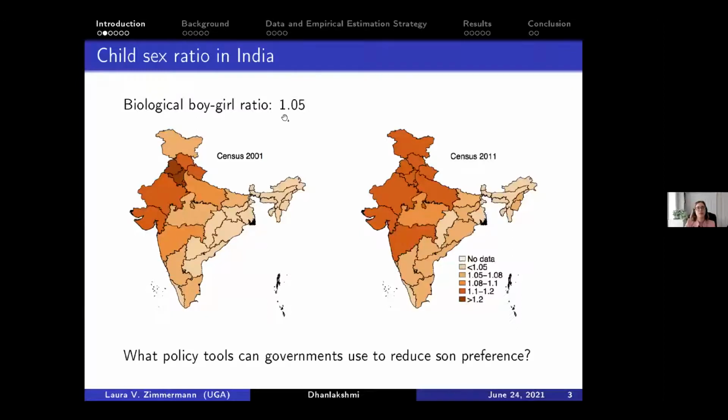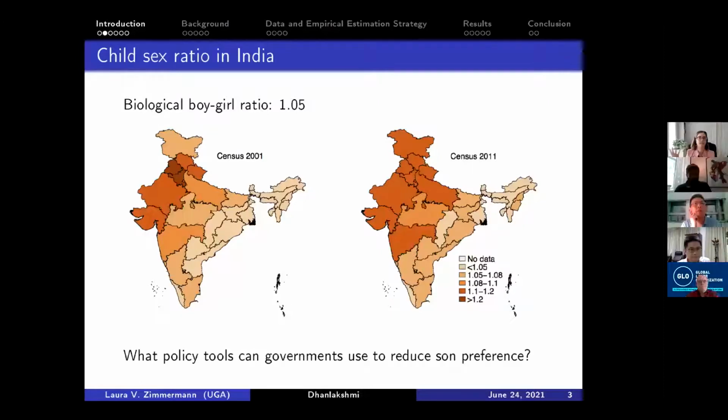Many of you might know the number 1.05, which is the biologically expected boy to girl ratio, certainly across contexts, across countries. What I've done here is plotted the sex ratio at the child level. This is for 0 to 6-year-olds for the last 2 Indian censuses. On the left, we have the 2001 census compared to the 2011 census.